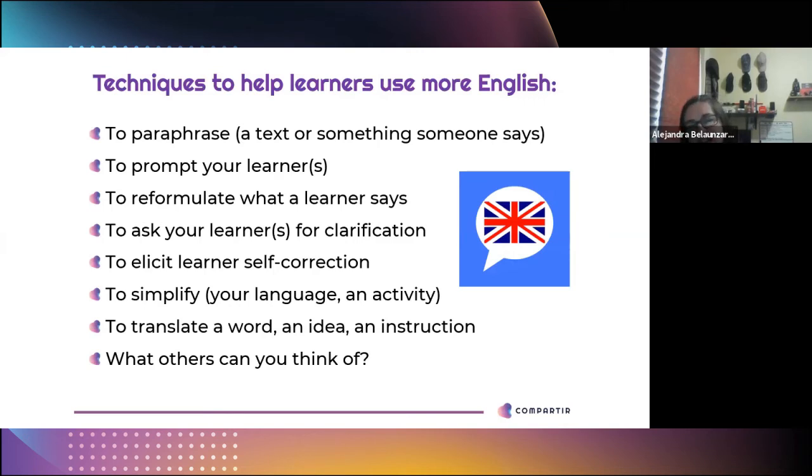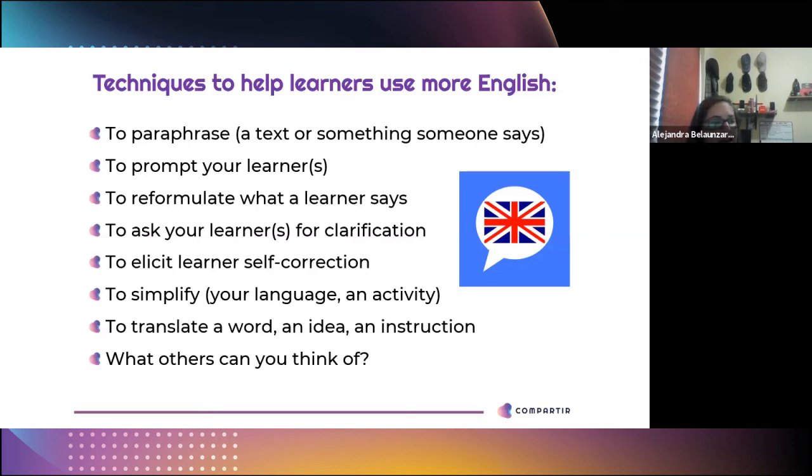Elicit learner self-correction, that would be another technique for helping them use more English. At some point, they speak too fast or they are nervous and they make mistakes, not because they don't actually know how to say it, but because they are talking too fast or something like that. So, you said something wrong. What would be the correct way to say it? Help with that as well. Simplify your language, as we were saying, using academic language is not always the best choice. The more simple that I can talk to them, the easier it's going to be for them to understand.